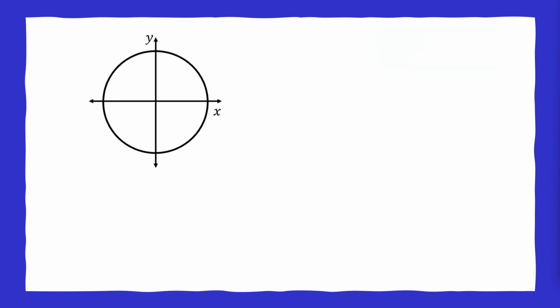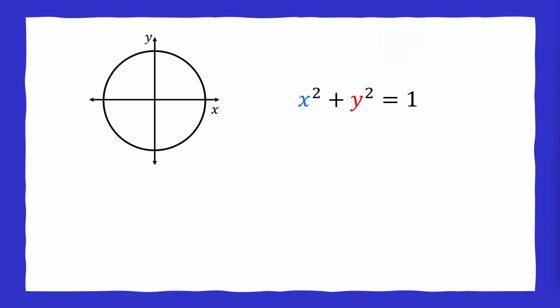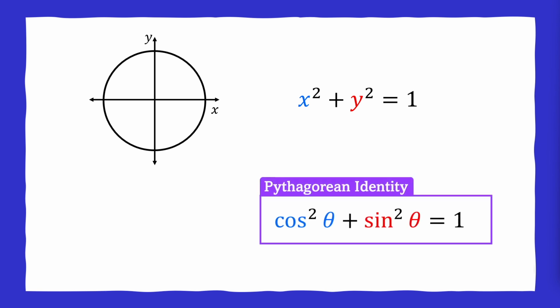Since every point on the unit circle satisfies the equation x² + y² = 1, substituting cosine theta for x and sine theta for y, we get cosine squared theta plus sine squared theta = 1. This equation, known as the Pythagorean identity, holds for all angles. It comes directly from the Pythagorean theorem applied to the right triangle formed inside the unit circle, where the hypotenuse is always 1, the adjacent side is cosine theta, and the opposite side is sine theta.